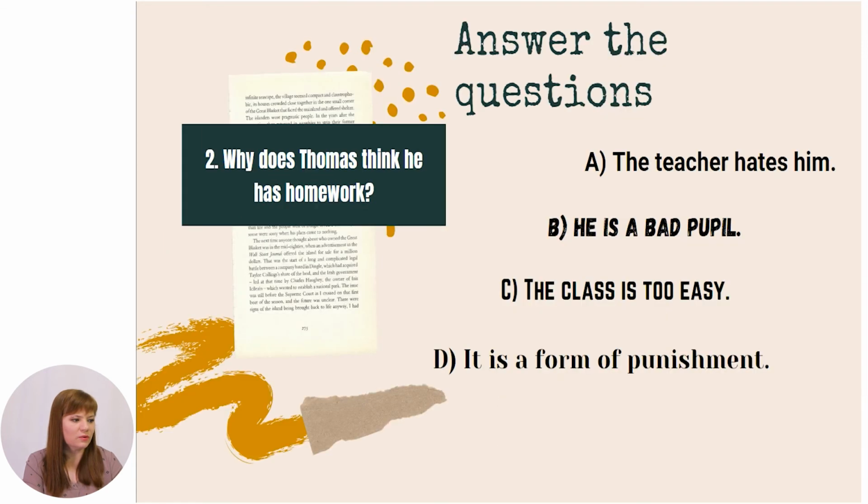Let's go to the next question. Why does Thomas think he has homework? The teacher hates him. He is a bad pupil. The class is too easy. It is a form of punishment. He thinks that it is a form of punishment.